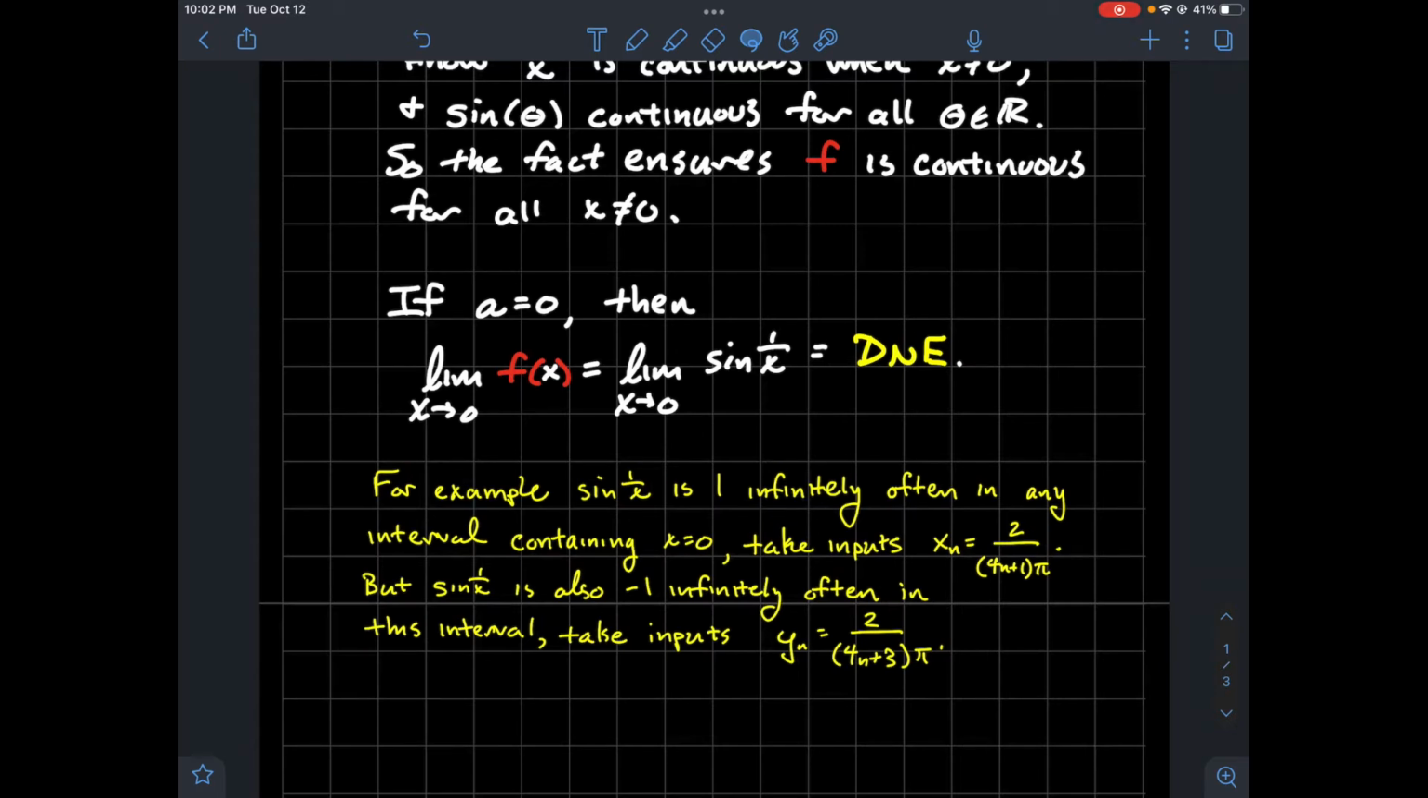And just what I want to notice, for these sequences xn and yn, as n gets large, as you go further out in your sequence, these things get close to 0. So these are two sequences of inputs that get close to the input 0 that I care about, such that the outputs are 1 and -1 infinitely often.